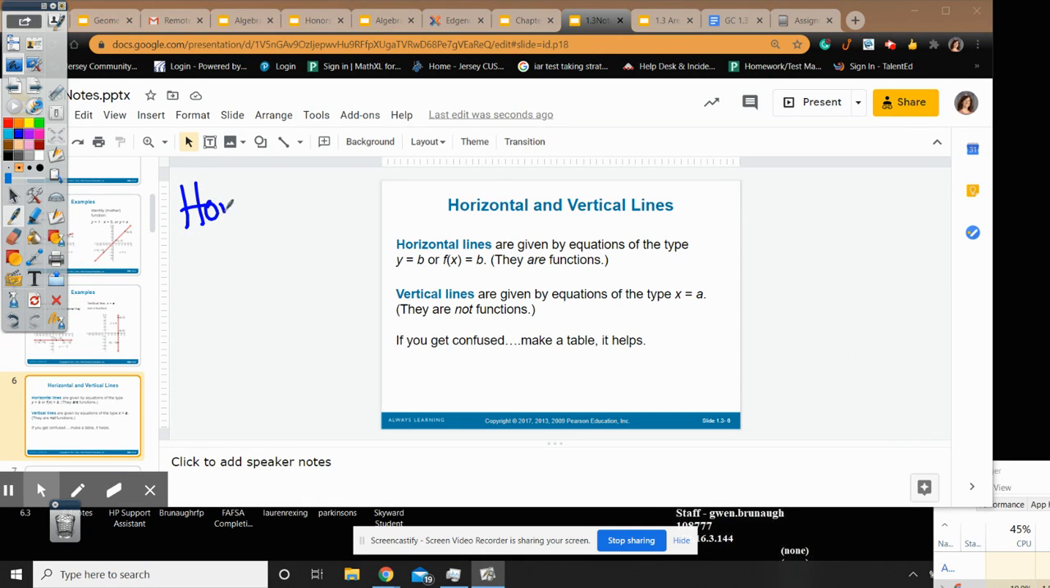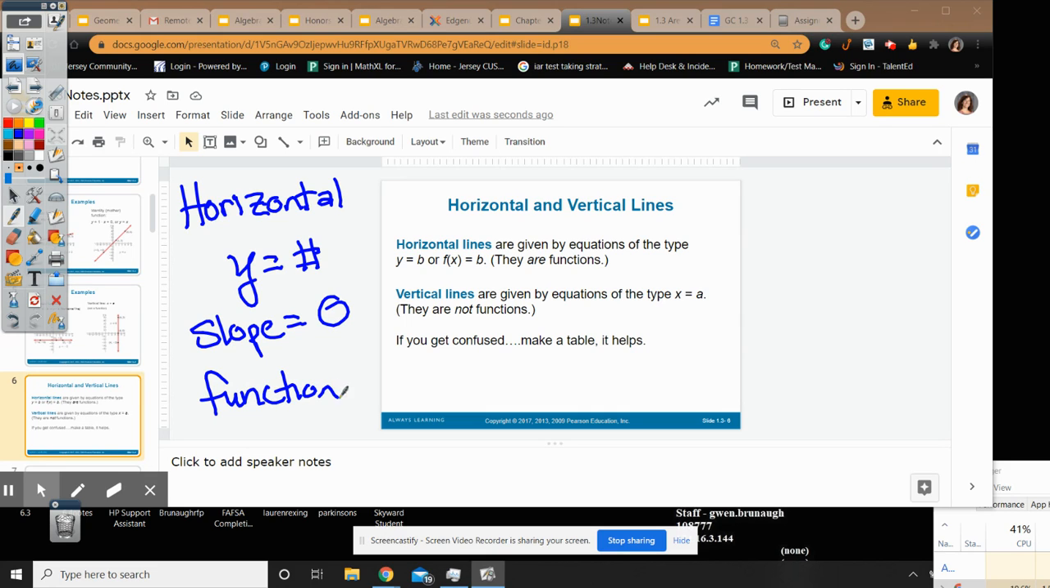So again, if you want to write this down, you have a horizontal line. That's y equals a number. Slope is 0. And it is a function. A vertical line is x equals a number. We say there is no slope, or the slope is undefined, and it is not a function.